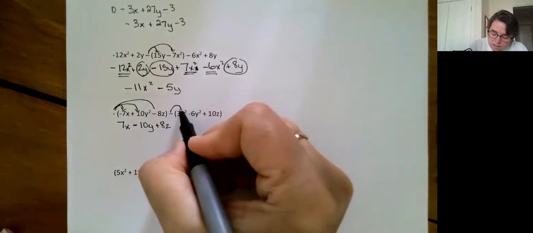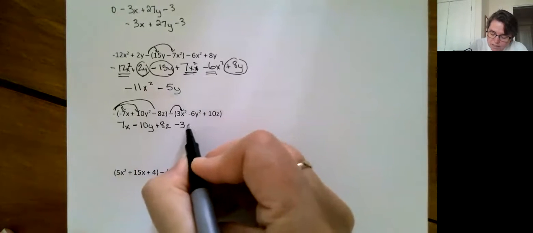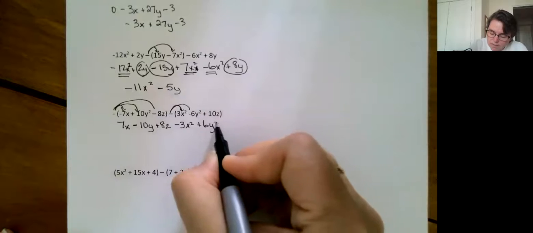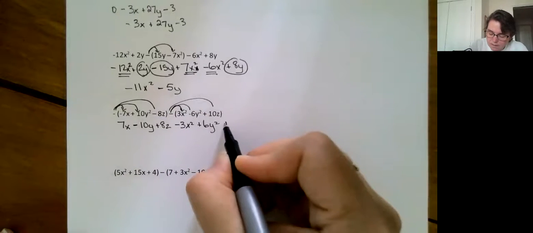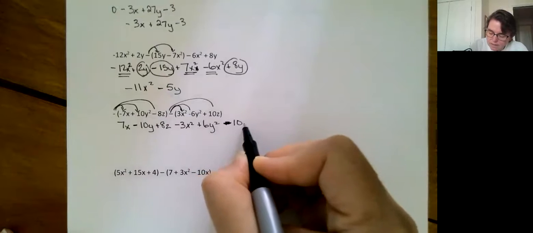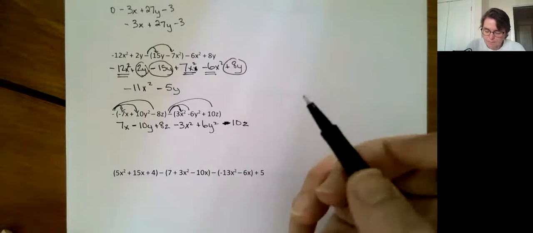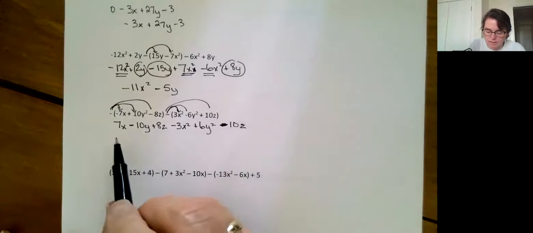And the same thing here, we're going to distribute again. Minus 3x squared plus 6y squared, minus 10z. All right. Now, putting this in order, let's see, let's do it right.